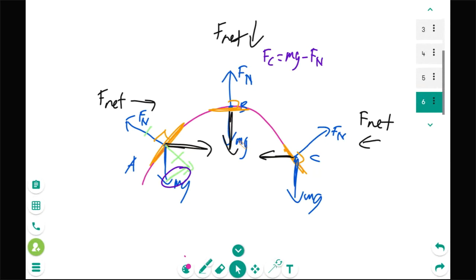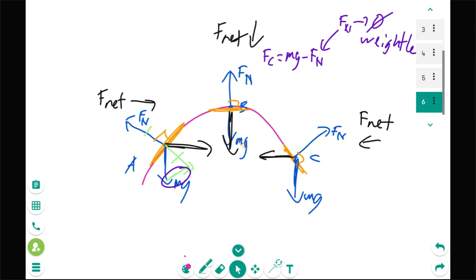Now, if you can imagine, if we were at a place where the normal force didn't have to be there, if it was zero, then you'd feel weightlessness. You would feel nothing pushing up on you. And that's where you're going to get that idea of weightlessness, is when the normal force approaches zero, we are weightless.